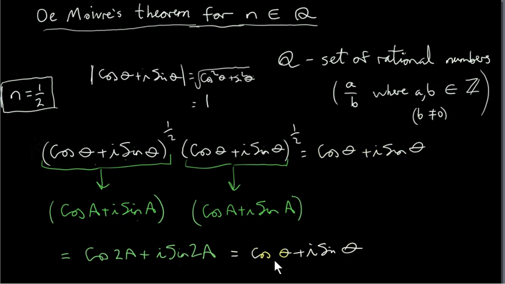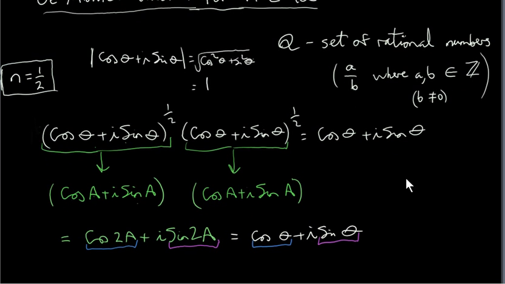So the only way that two complex numbers can equal each other is if the real parts are equal and if the imaginary parts are equal. So you can see straight away that if the real parts are equal, if cos 2a equals cos theta, then 2a must equal theta, which means that a equals a half theta.